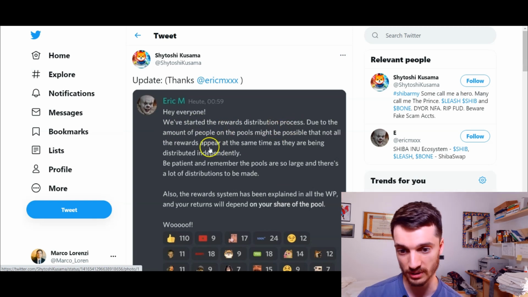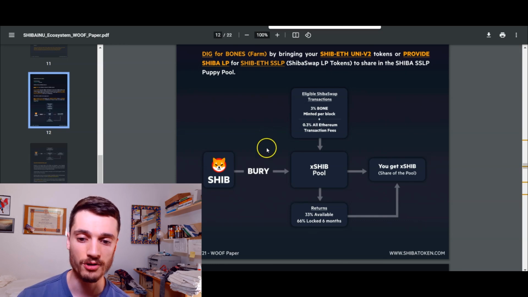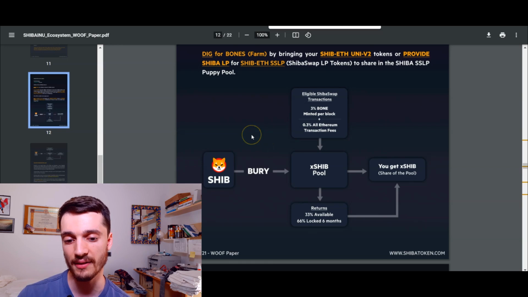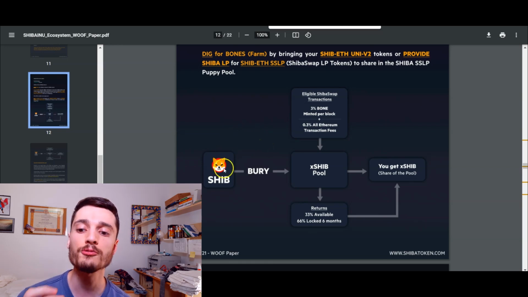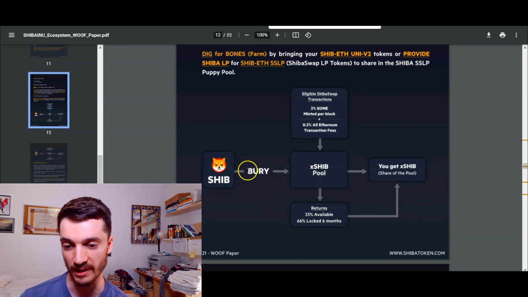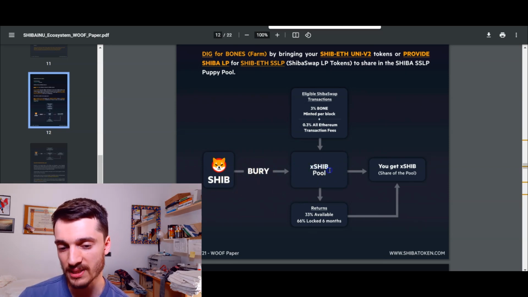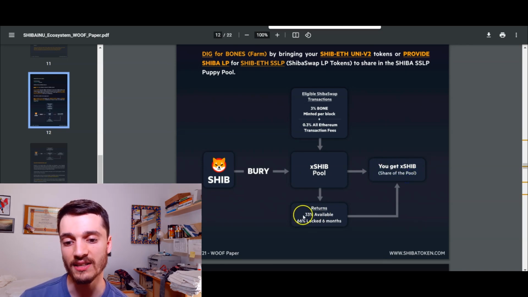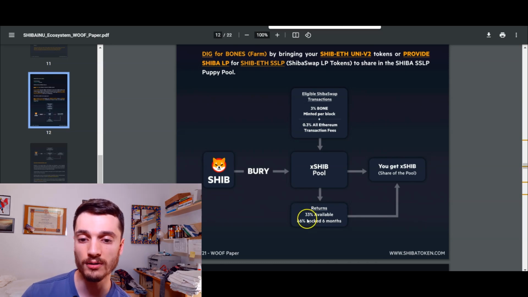This is very important to know, because the staking on Shiba Swap is based on the amount of liquidity pool that has been gathered over the days and so on. That's why I'm also showing you the white paper. It's very important. So for example, if you bury, which is staking Shib, you would basically create the X Shib pool. And that's what you would also get, X Shib, as a share of the pool. The way you would get it is 33% of the overall pool straight away, and then the 66% will be locked for 6 months.